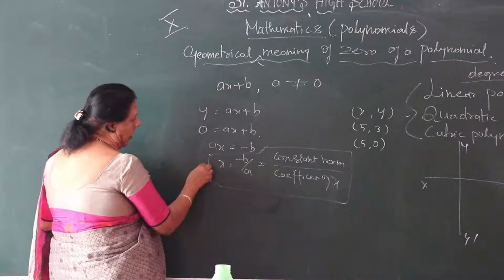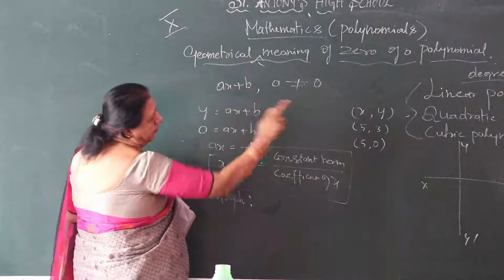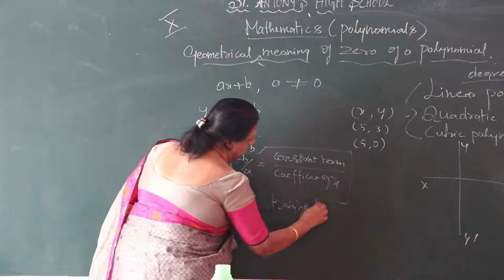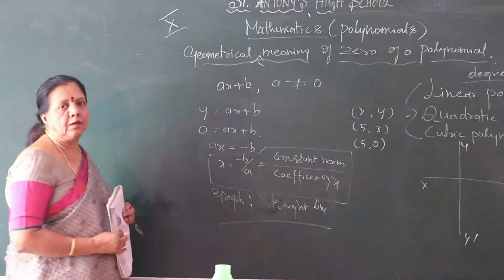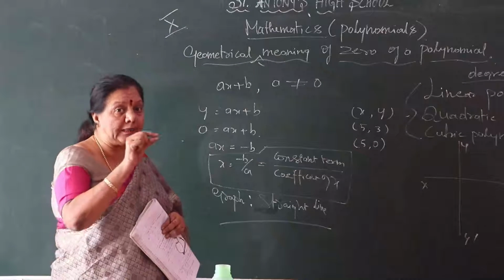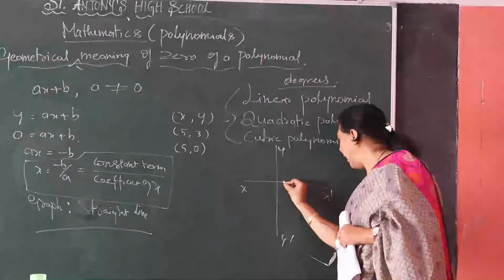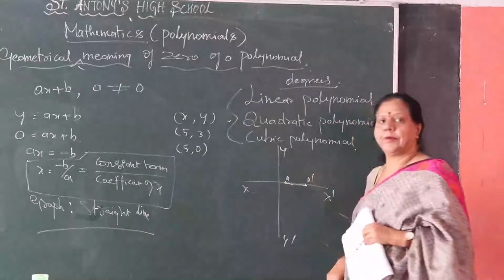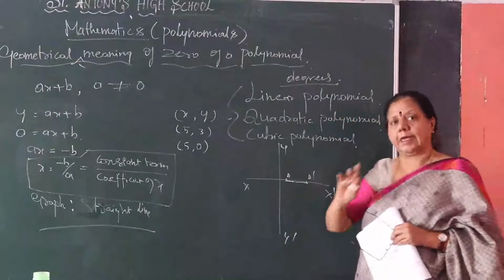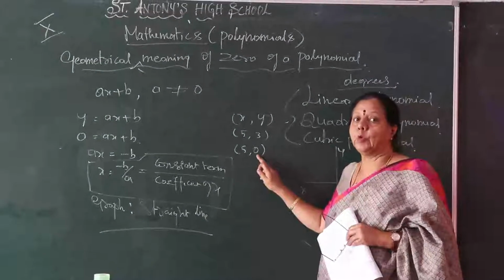Related to the graph, the linear polynomial always becomes a straight line. We don't do the graph for this; it is given in your book, so you go through it. The linear polynomial always gives a straight line, there is no curve. This is the x-axis, so you are getting a point here only. So x has a value, but y doesn't have a value.